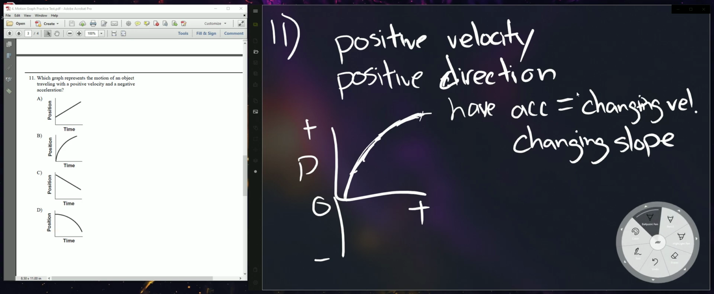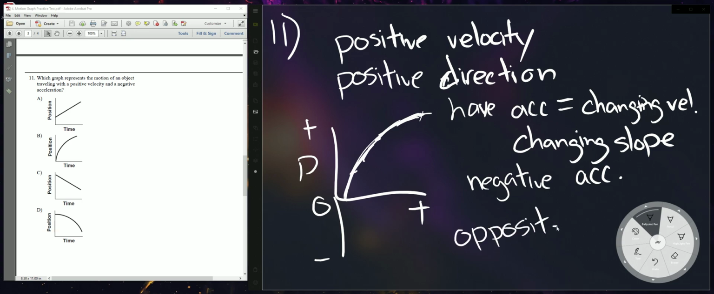Let's go further into why this is the correct answer. If you have a negative acceleration and a positive velocity, if you have opposite signs, you're slowing down. Opposite signs, slowing down. So which slope looks like it's coming to a horizontal line? This slope, of course. You're going fast, fast, fast, fast, slow, until you come to a rest, until you come to a horizontal line. All right.